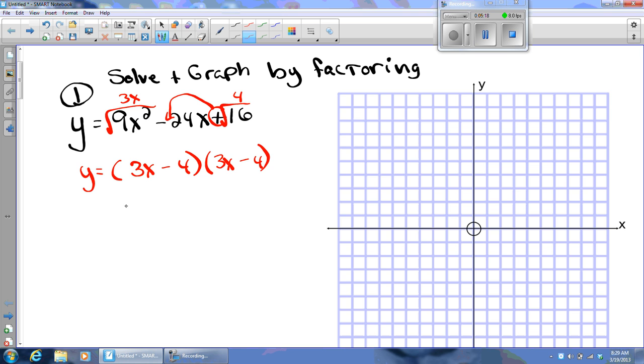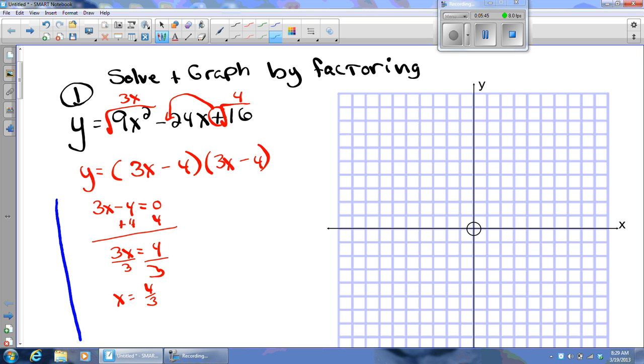I know there's one solution. How do I know? Because I've got one quantity. Somebody will say, well, we got two quantities. Yeah, but the quantities are identical. So all I'm going to do is take 3x minus 4, set it equal to 0, solve for x. All right, x is 4/3. That is the x coordinate of my vertex.